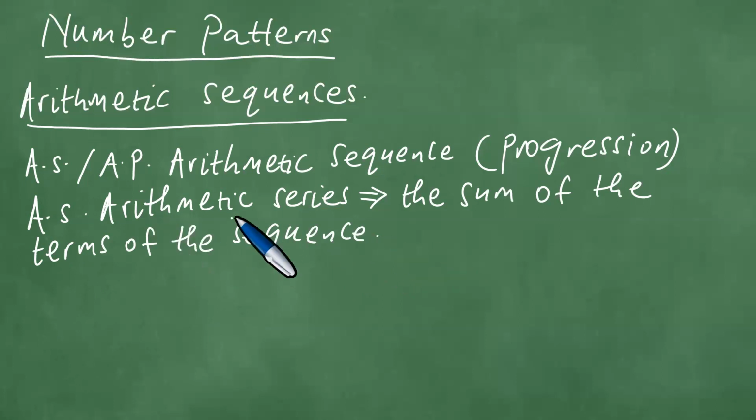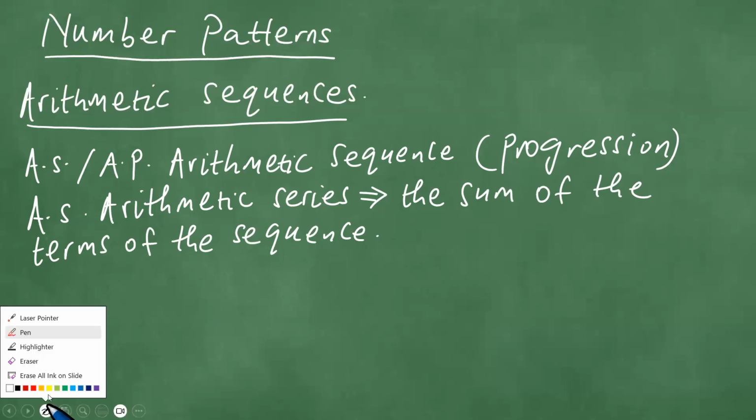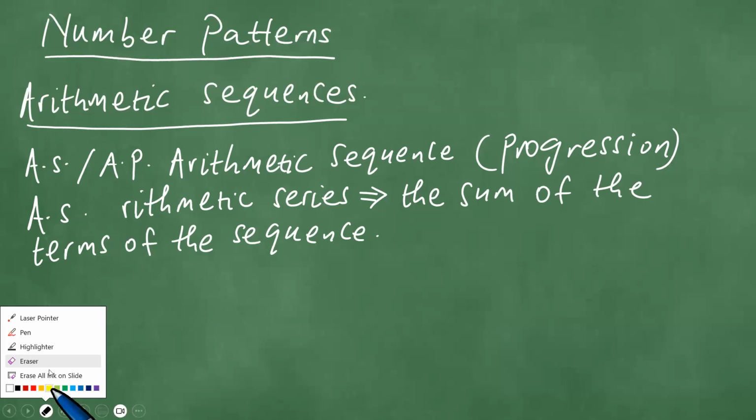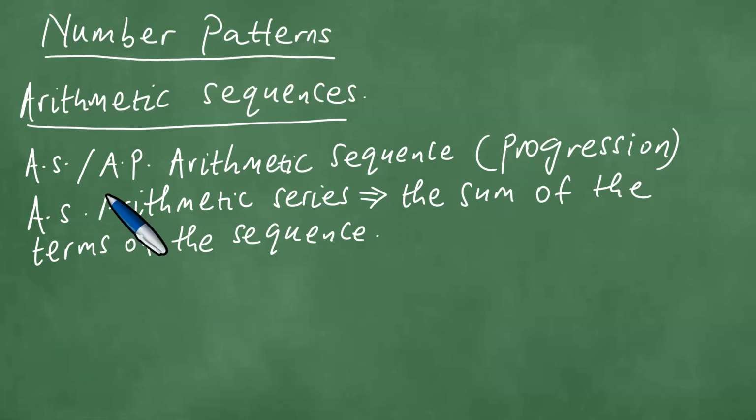By the arithmetic series, we mean the sum of the terms of the sequence, because sometimes we add these terms of the sequence. When we add them up, what we get is a series.